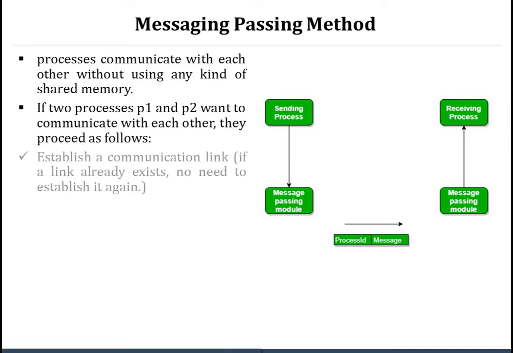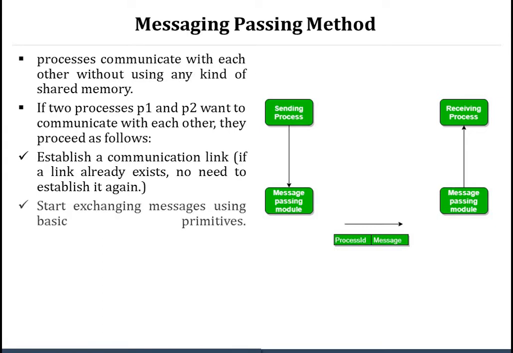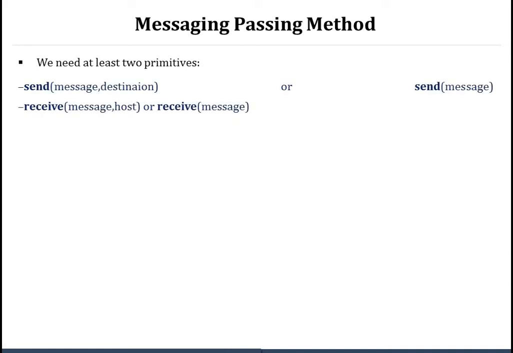First of all, it requires establishing a communication link between the two communicating processes. If a communication link already exists, then they don't need to re-establish it. Otherwise they have to establish a communication link whenever they want to communicate. Then they start exchanging messages using basic primitives. At least two primitives are required for the communication, that is send and receive.